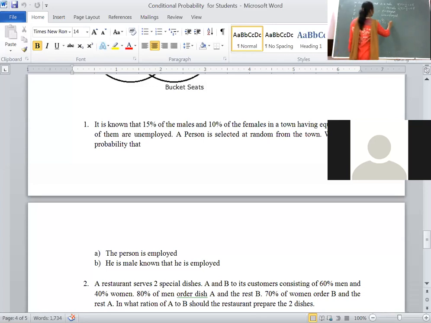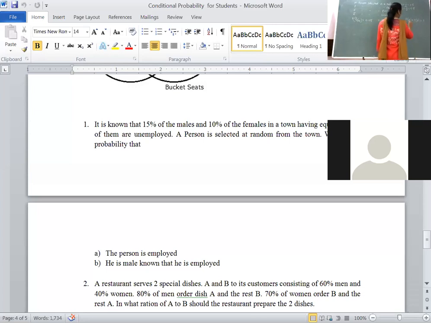We have to calculate by using the probability complementary function. What is the complementary function? Probability of A plus probability of A complement is equal to 1. Here, male is unemployed. That means A complement is given.